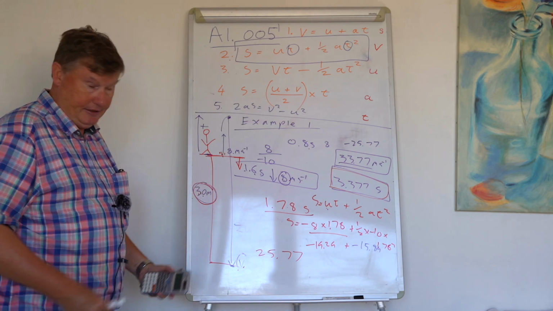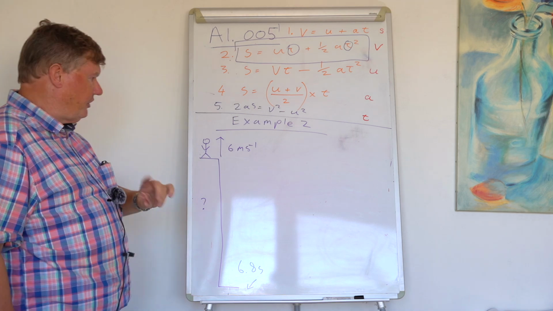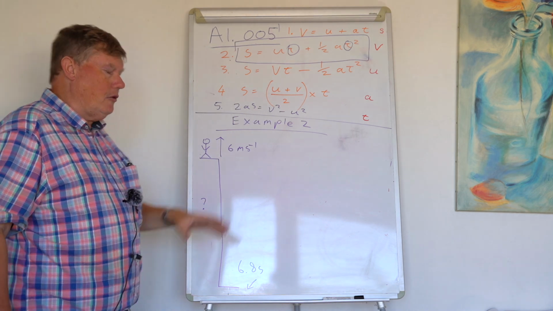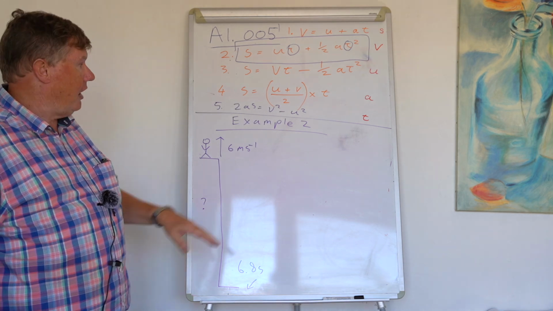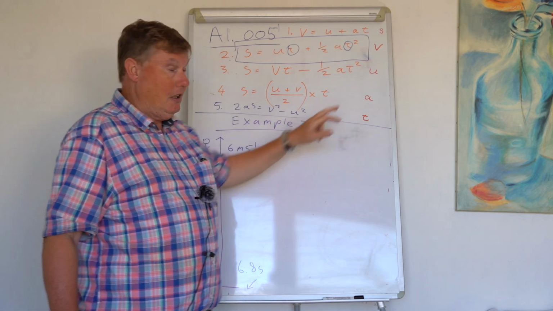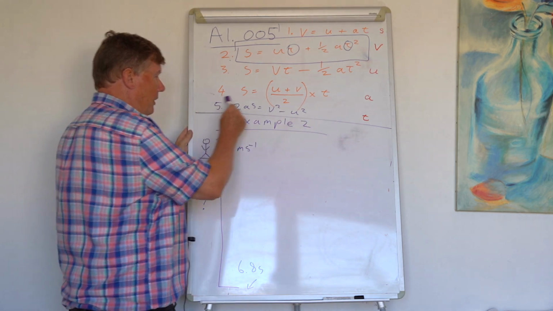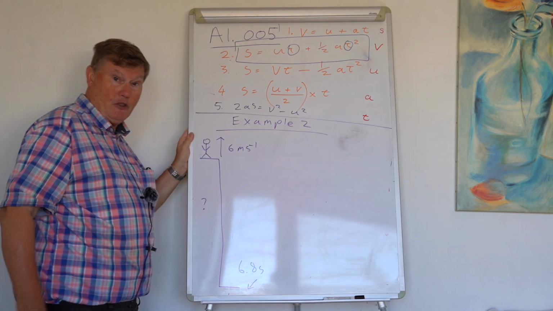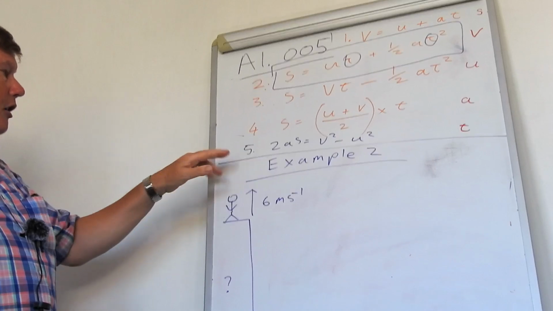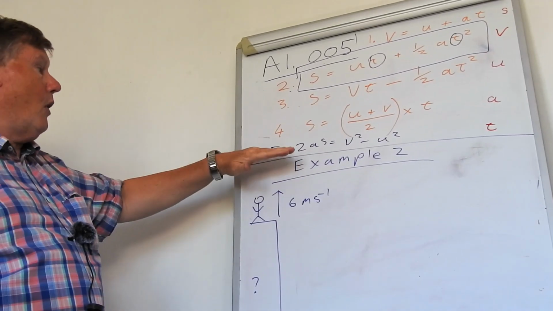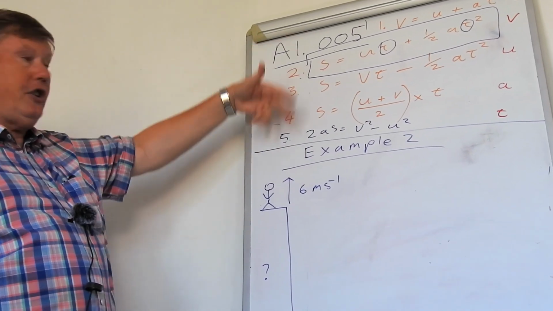Everyone okay with that? Okay, so we're now going to do a second example. Now, when you do real questions, you'll probably realise that most of the time, the thing you're missing is time. And you're probably going to be going for this formula to solve things because you haven't got time. But in this question, I'm going to give you time, so you don't want to be using this equation. I'm trying to get you away from equation 5 into using the others.